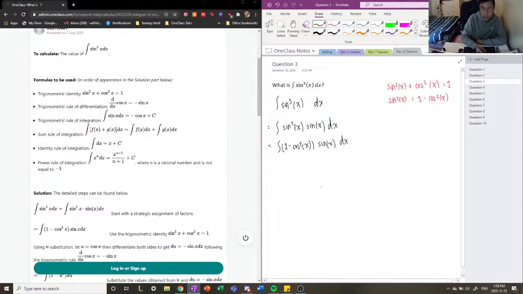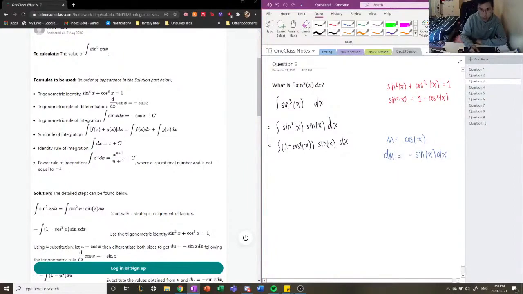dx. Now we're going to use a technique called u substitution, which makes the integral a lot simpler to solve, because this looks pretty complicated. We could try to do it, but it's pretty complicated. So we're going to let u equal cos of x. If u equals cos x, then du equals negative sine x dx.